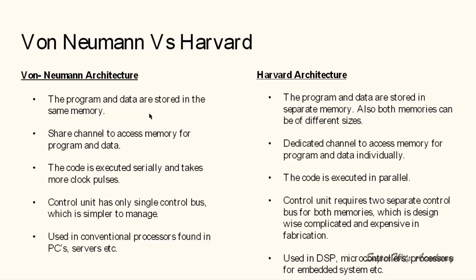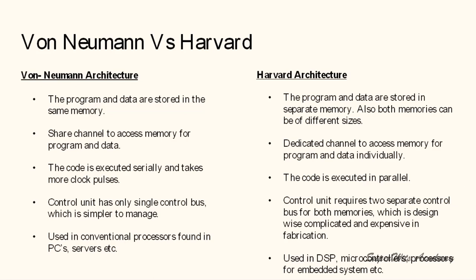As I mentioned, in von Neumann architecture, program and data are stored in the same memory, whereas in Harvard, program and data are stored in separate memories. Also both memories can be of different sizes, an important one. In von Neumann architecture, a shared channel is used to access memory for program and data, whereas in Harvard architecture, it's a dedicated channel to access memory for program and data individually. For von Neumann architecture, the code is executed serially and takes more clock pulses. Obviously, we are using a shared channel. Whereas in Harvard architecture, the code can be executed in parallel and fewer clock pulses can be used for that.